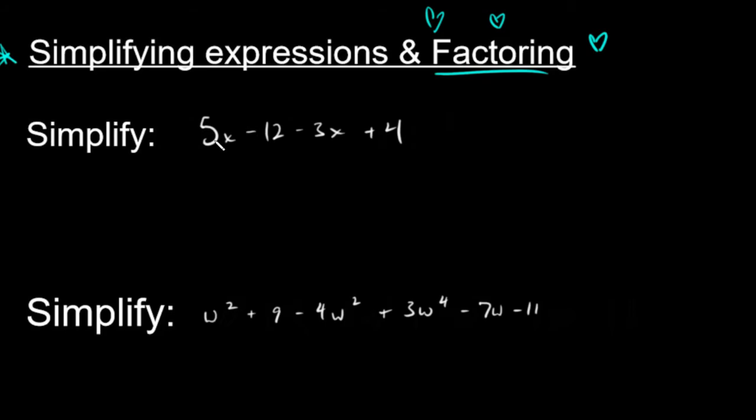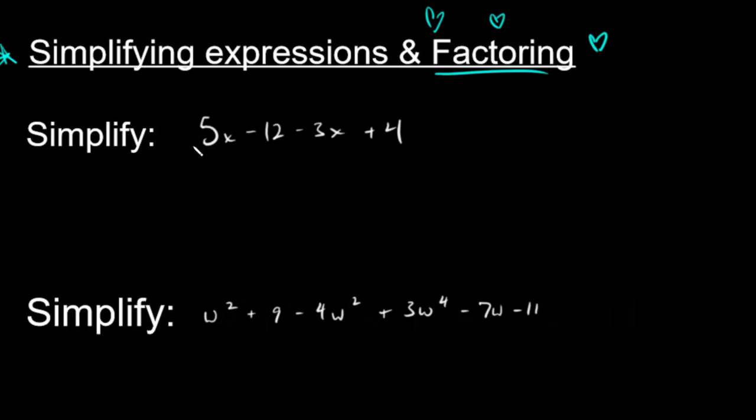In the first example, we've got 5x minus 12 minus 3x plus 4. All right. So all they want you to do here is combine like terms. Now, last section, we talked about how addition is commutative. And what I mean by that is that you can switch the order of things and the expression will stay the same.